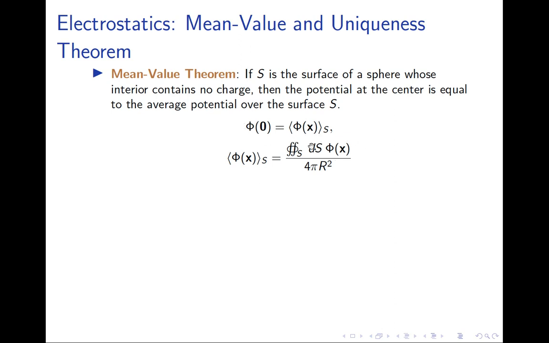So this is the average. So phi at any point on the sphere, that is the total phi integral over the sphere divided by the area of the sphere, gives you the average, and that is equal to, this is the definition of the average.